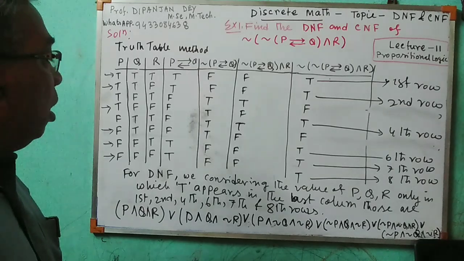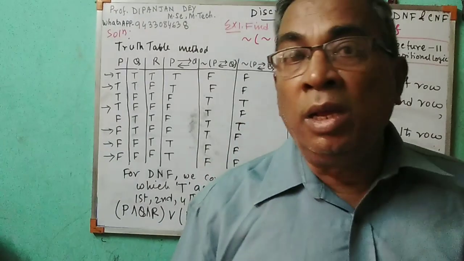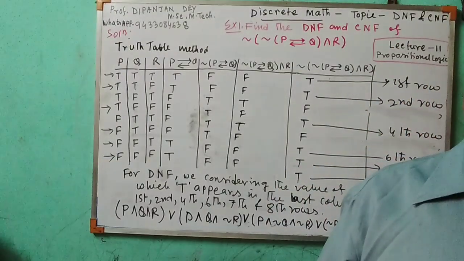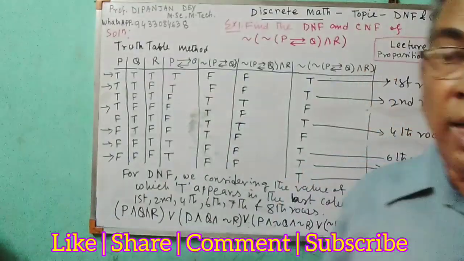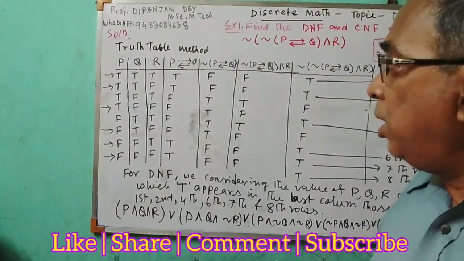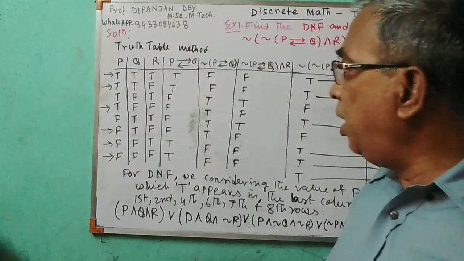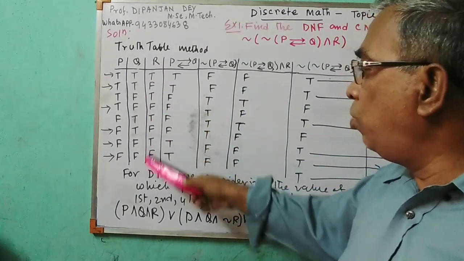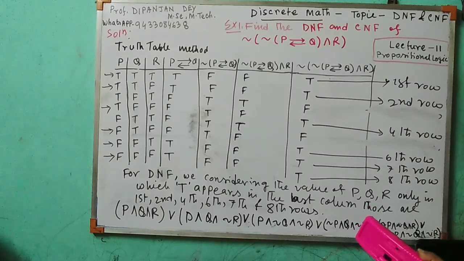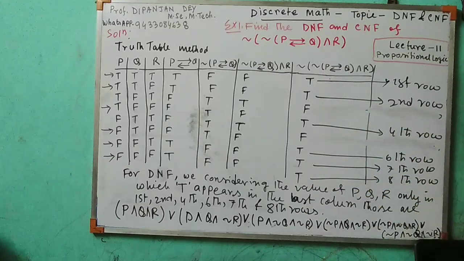That is, we have learned how to find the DNF and CNF by the truth table method, because it is the easiest method. First you have to make the truth table of the given expression. Then if there are P, Q, R, you have to take 2 to the power 3, that is 8. So 4 true, 4 false, 2 true, 2 false, and so on. After making the truth table, what will you do? You have to see for DNF where T appears.